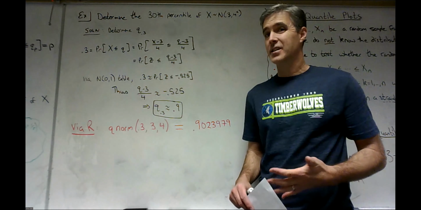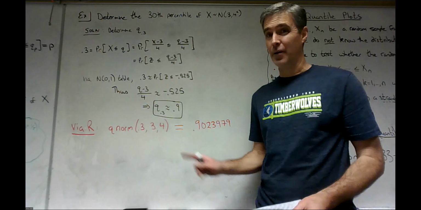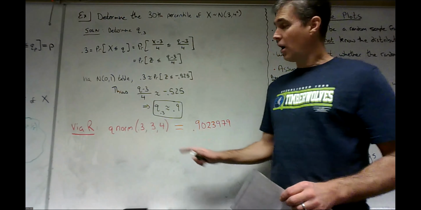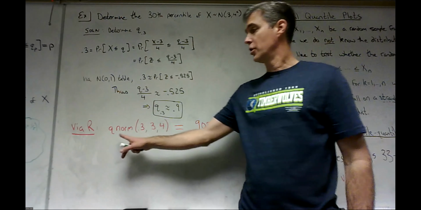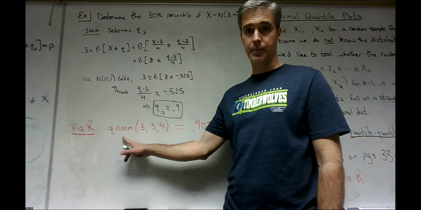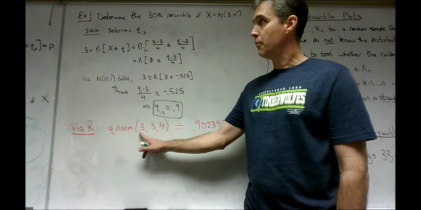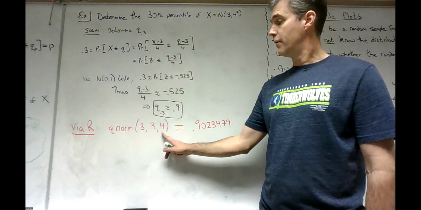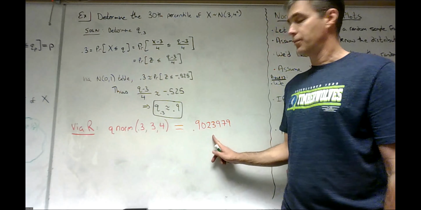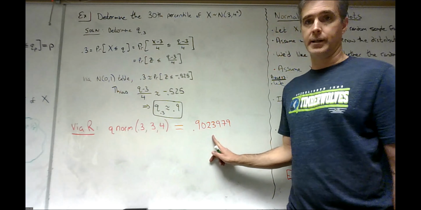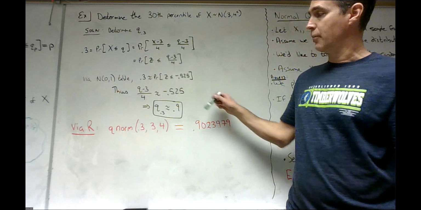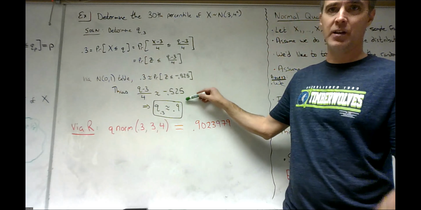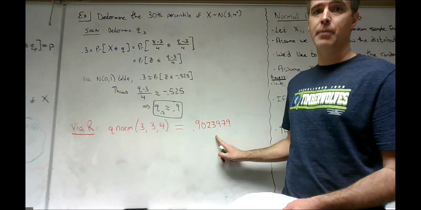Now, in this class, I wouldn't have you do that. I would have you turn to R. So with R, I'm going to type in the following command. qnorm, no spaces, no capitals, parentheses, 0.3, that's my quantile, comma, 3, that's the mean, 4 is the standard deviation, and it returns 0.9023979. Now, those two answers are not the same, but I was approximating via the normal table because I didn't see 0.7 dead on the nose. So that was a guesstimate on my part. So this is a better value for it.